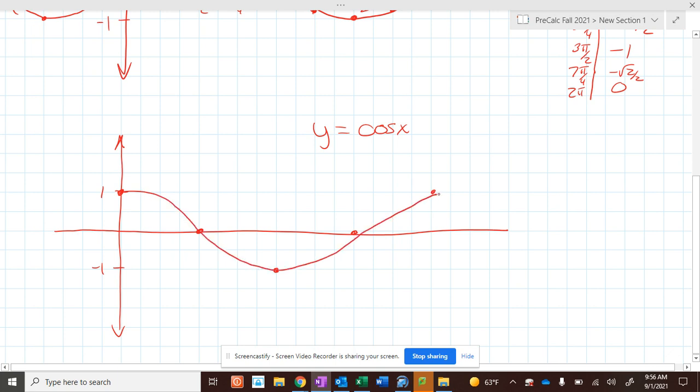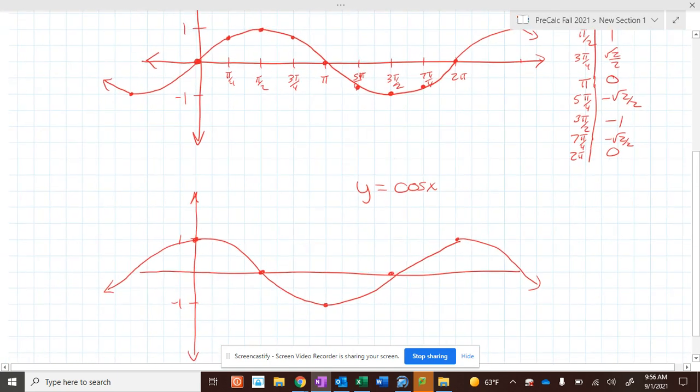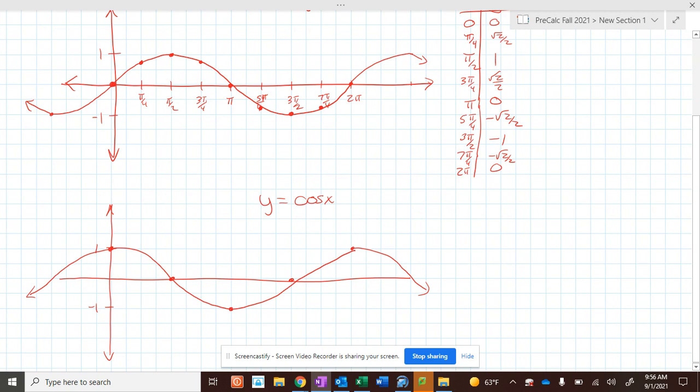And just like the sine curve, it keeps going on forever. And it goes on this way forever. Okay? Now, what's the difference between these two curves? What's the biggest difference you see right away of those two curves? The y-intercept, exactly. That's the key to this. The sine curve has a y-intercept of 0, 0. The cosine curve has a y-intercept of 1, 0.